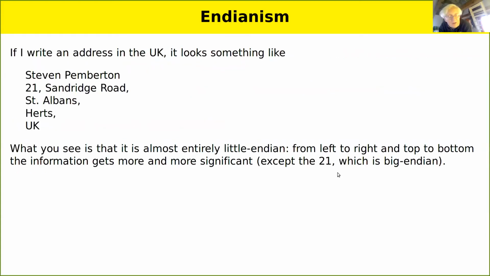Now, a short sidetrack here. I want to talk about Endianism. If I write an address in the United Kingdom, it looks something like that. That was my address when I was growing up. What you can see is that there's almost entirely little Endian, from left to right, from top to bottom. The information gets more and more significant. Only the 21, the number, is big Endian.